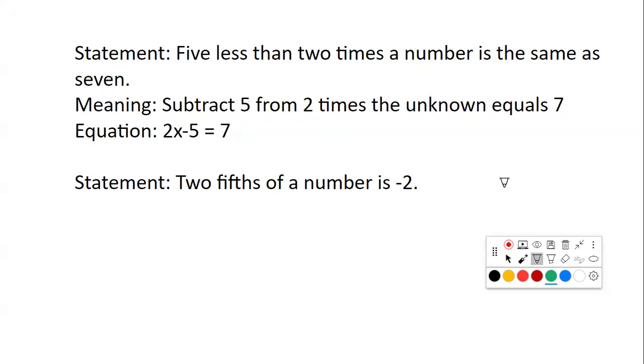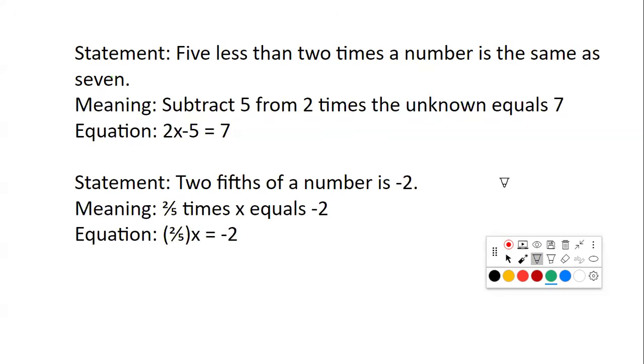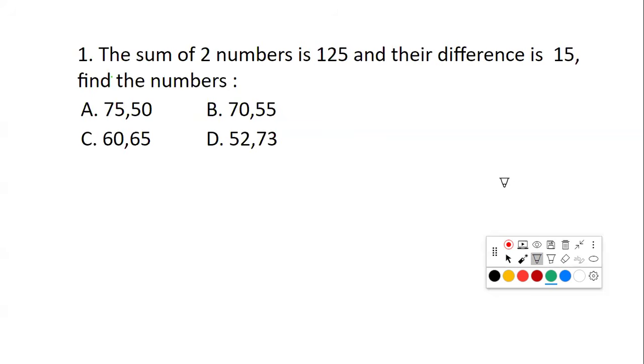2/5 of a number is minus 2. 2/5 of a number. The number I don't know, x. So 2 by 5 of x is equal to minus 2. That is how you frame the equation. So try to solve this question and tell me. The sum of two numbers is 125 and the difference is 15. Find the numbers.